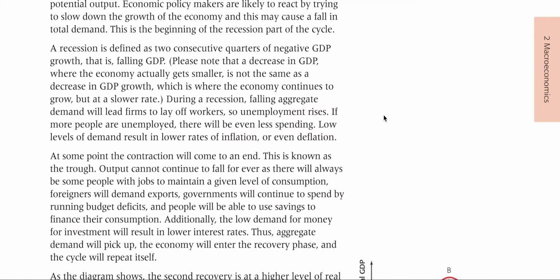Now, at some point, the contraction comes to an end, and that's where it comes to the trough. It doesn't continue to fall forever because there's always going to be someone employed and spending at least a minimum level of consumption. Also, don't forget that we do foreign trade, so things like exports will still be bringing in some money. So GDP will always have a sort of minimum level. It never completely crashes out. And that's where the trough is.